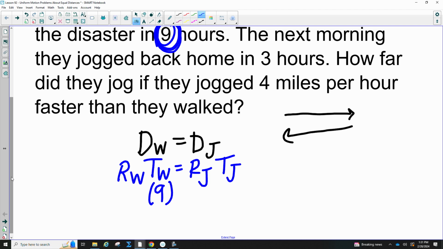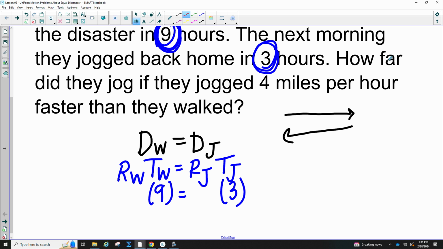The next morning, they jogged back home in 3 hours. Where should I plug in the 3? Reagan? Yes, this is time jogging. They spent 3 hours jogging. Nice long jog, okay? How far did they jog? This is a side equation, all right? This is a little separate equation off to the side.